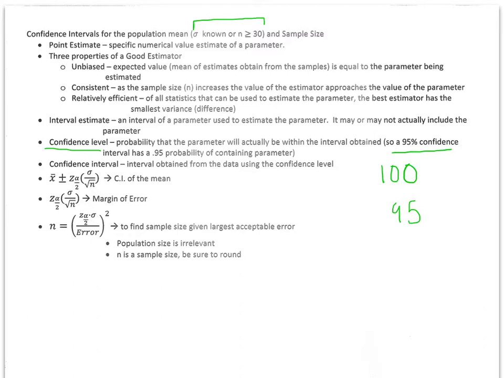And then we have some formulas here. This is how we're going to find the confidence interval. This is how we're going to find our margin of error. Notice that these two pieces are the same. And what if we know the error we're willing to accept? How are we going to figure out how large our sample size has to be?